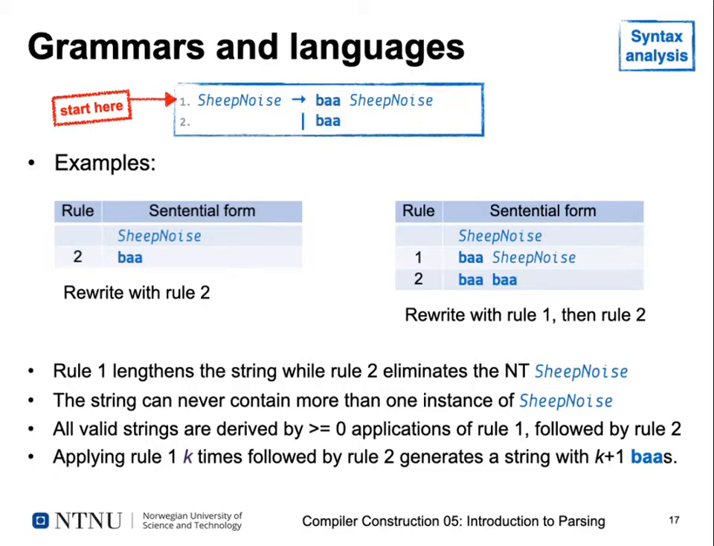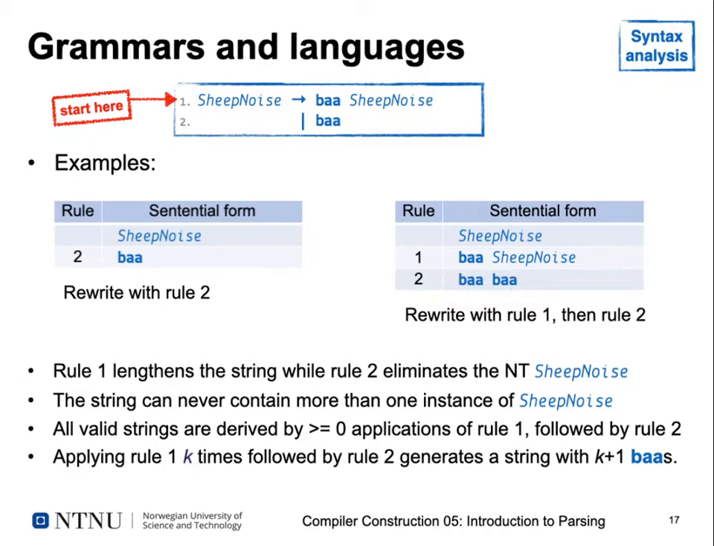So we replace in our sentential form sheep noise by the right-hand side here, bar sheep noise. So we have another non-terminal symbol inside of our sentential form. So we have to go through the grammar again to choose another production that's valid for sheep noise. And let's say now we choose to use the second production here. So we replace this non-terminal symbol in our sentential form by this terminal symbol bar. So now we have derived another valid word of the language, which is bar, bar.